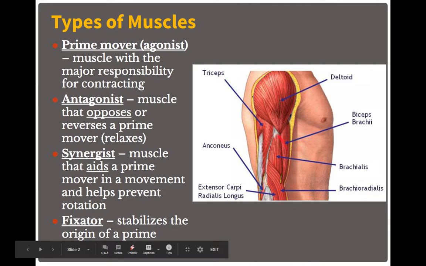So these two muscles, the brachialis and brachioradialis, they help arm flexion when they contract, but they also stabilize the movement so that you're not rotating laterally or medially unless you intend to do that, in which case you would be utilizing other muscle groups that are not shown here. At the same time, they also stabilize the origin of the prime mover, the biceps brachii. They help to ensure that the movement is smooth.